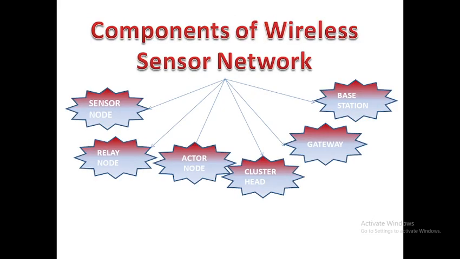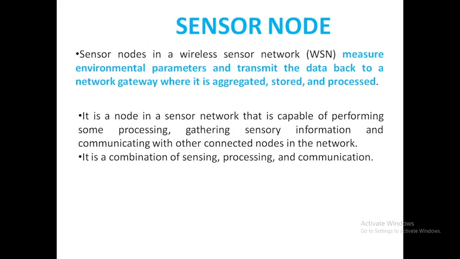Now these are the components of wireless sensor network. First, sensor node, second relay node, then actor node, cluster head, gateway and base station. Now the first component is sensor nodes.